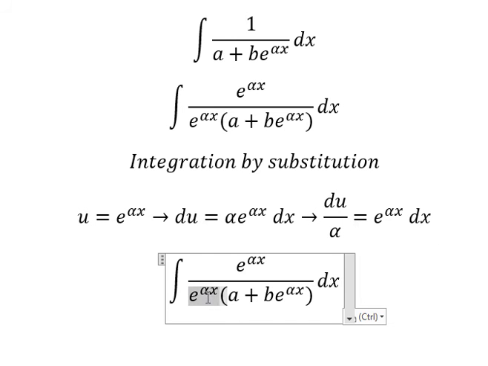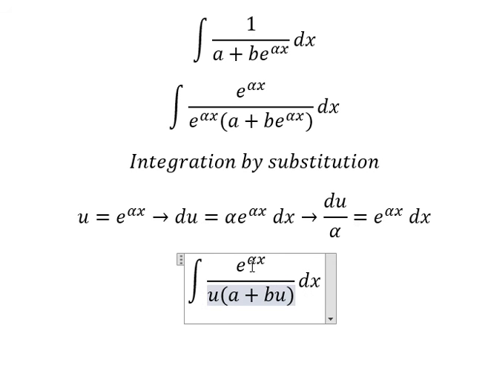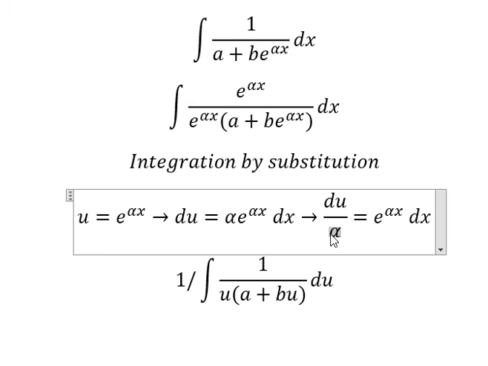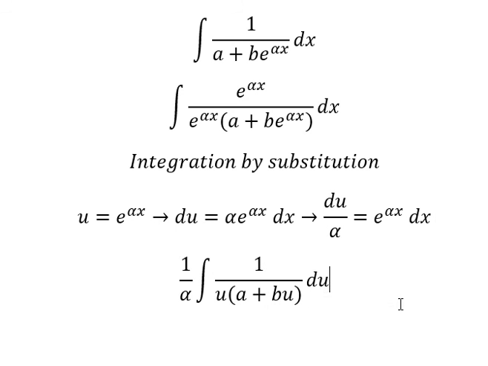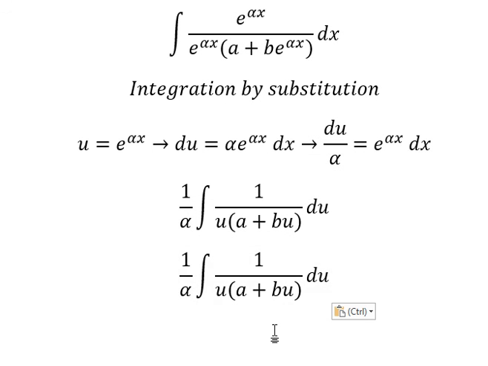So this one we change for u. This one we change for u. E to the power of alpha s dx we change for du over alpha. So we multiply by a on numerator and denominator.